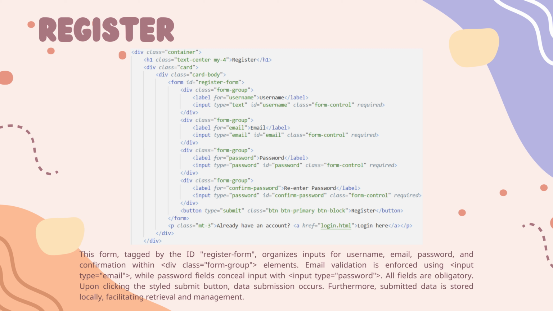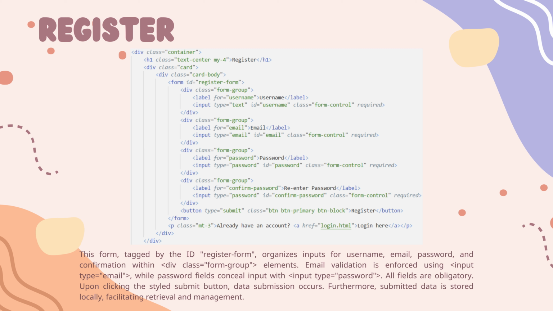Moving on to the password field, the user inputs the chosen password. It is similar to the username field, but for security, we use type password. So when user inputs their password, the password will be hidden. This field is also required for submission.